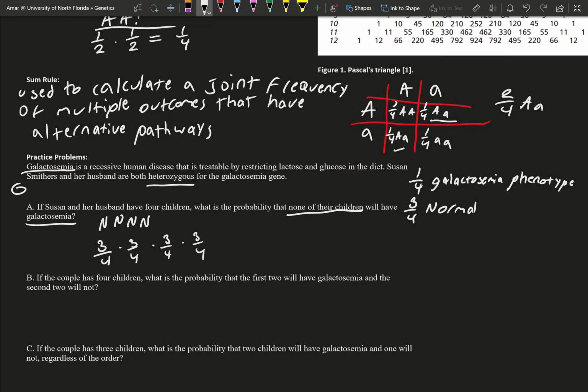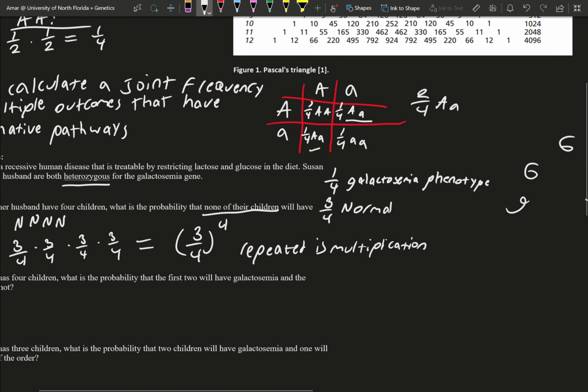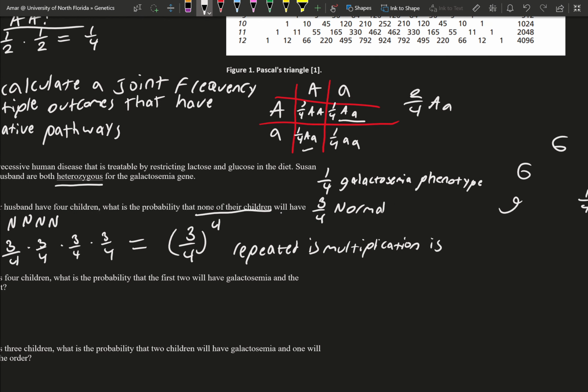If you are comfortable with math, sometimes this will be rewritten as 3/4 to the 4th power, because repeated multiplication is written in exponential form.